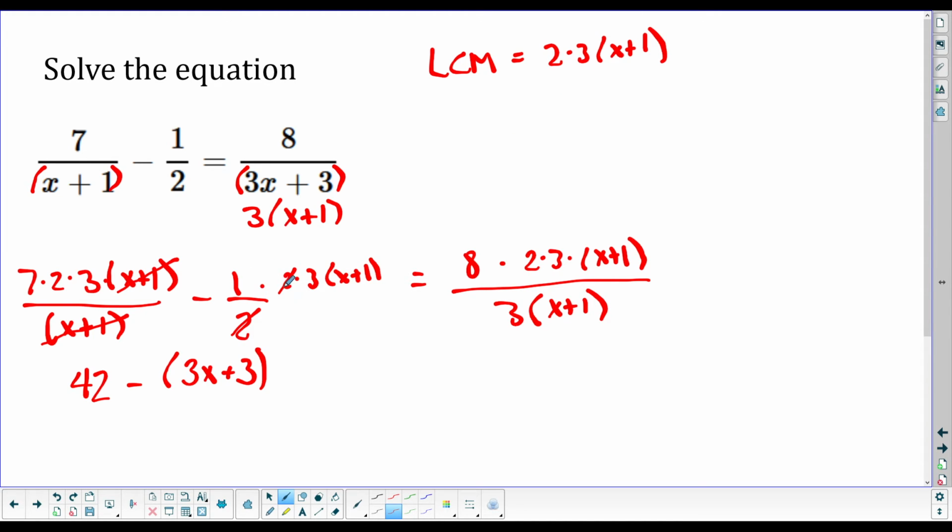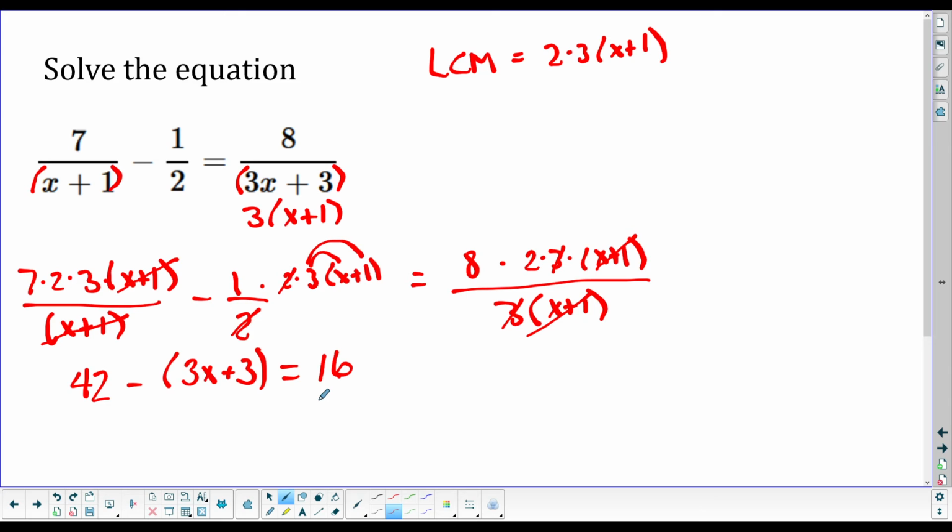Okay, now we want to be really careful here. This is an easy place to make a mistake. I want to make sure I capture that subtraction there. And then just to make this easier to write out, I just went ahead and distributed that 3. So it's minus, and then that whole thing, 3x plus 3. The 2's go away, and so I don't have a fraction there anymore. And then on this side, the 3 cancels, the x plus 1 cancels, and so I just have 8 times 2, which is 16.